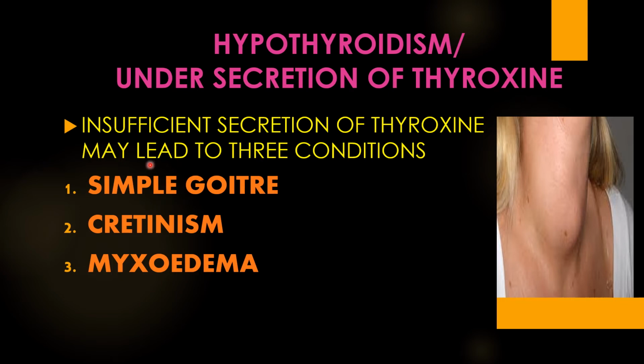Insufficient secretion of thyroxin may lead to three conditions. Mainly three major conditions due to hypothyroidism or under secretion of thyroxin: simple goiter, cretinism, myxoedema. These are the three conditions due to insufficient secretion of thyroxin. Very important. Due to hypothyroidism, three major conditions we can see in human beings: simple goiter, cretinism, myxoedema.